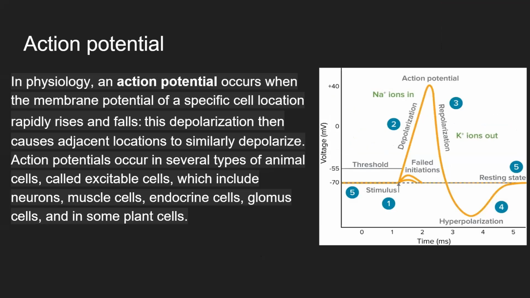And action potential. In physiology, an action potential occurs when the membrane potential of a specific cell location rapidly rises and falls. This depolarization then causes adjacent locations to similarly depolarize. Action potentials occur in several types of animal cells called excitable cells, which include neurons, muscle cells, endocrine cells, glomerulus cells, and in some plant cells.